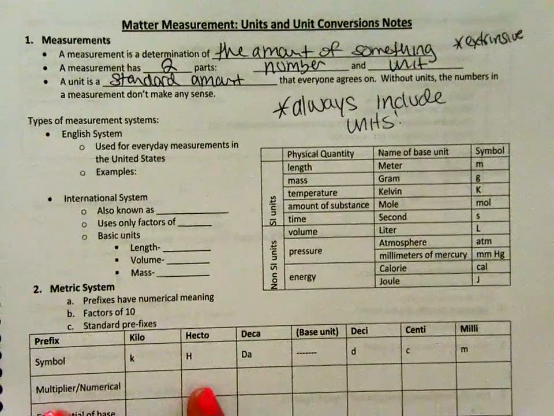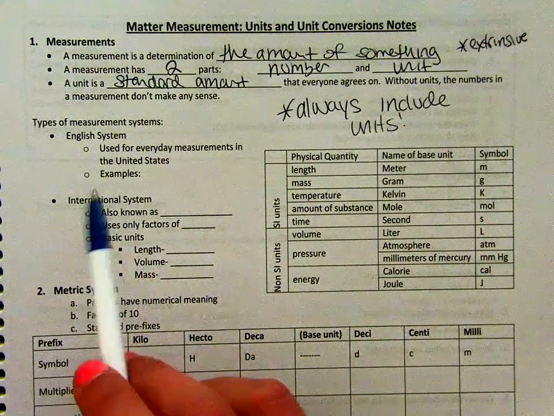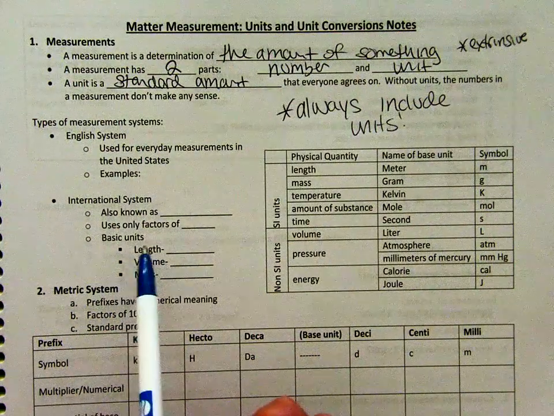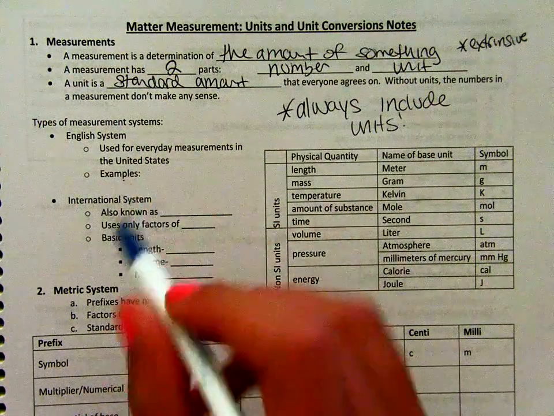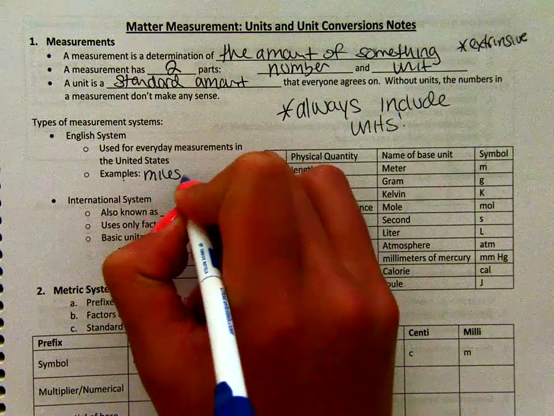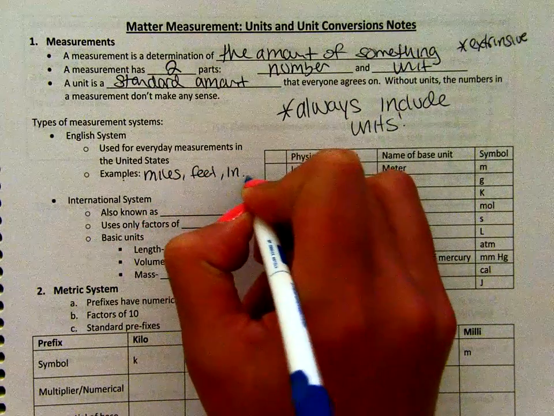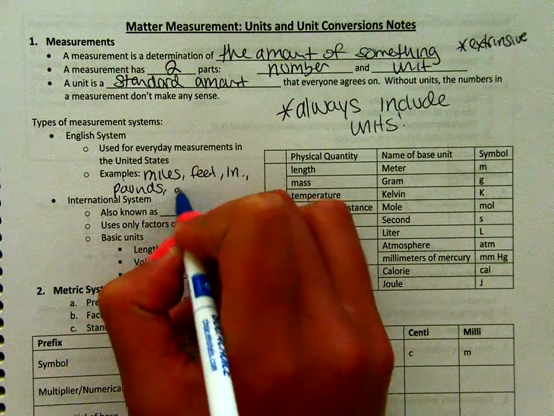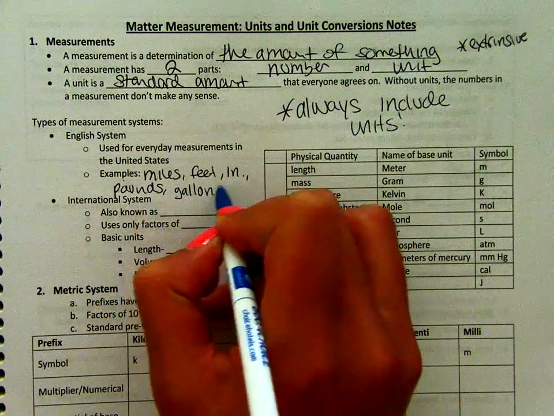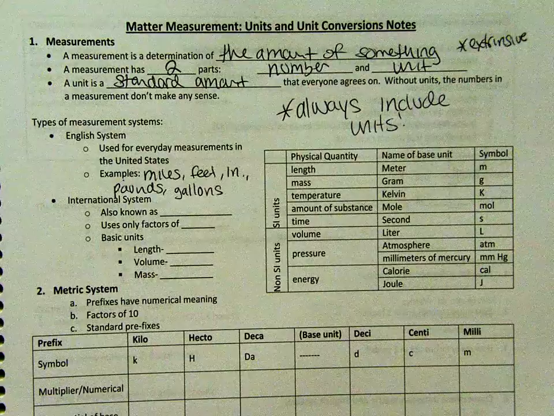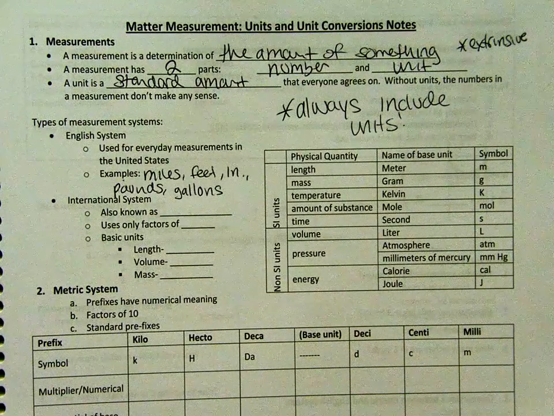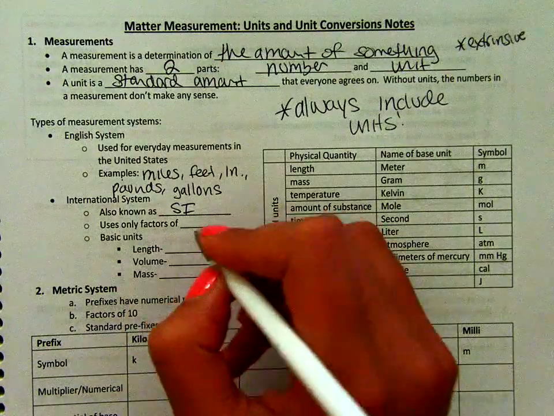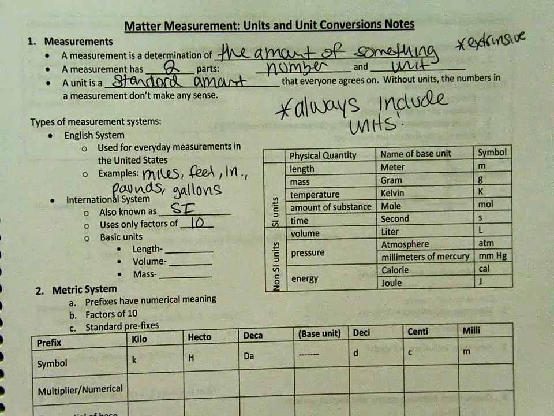Now, we have two types of measurement systems, and we in America really are the only people that use the English system. Everyone else pretty much is at the international system, but in America, we use miles, feet, inches, we use pounds, gallons. We have lots of different examples of American measurements, which is called the English system. The international system is also known as the SI system, and it uses only factors of 10, which makes it really easy to convert between.